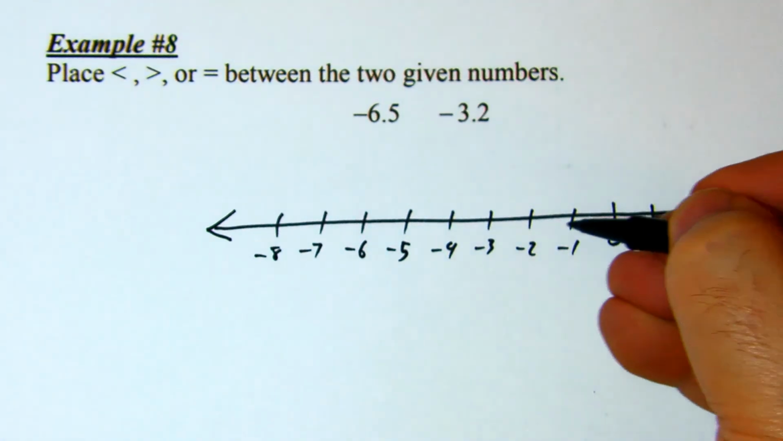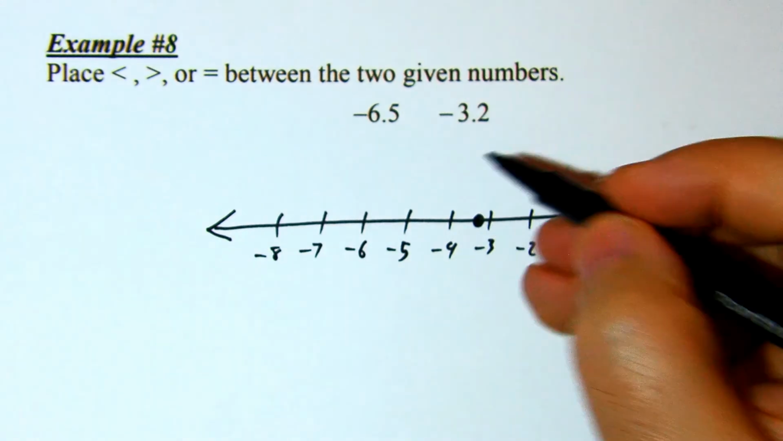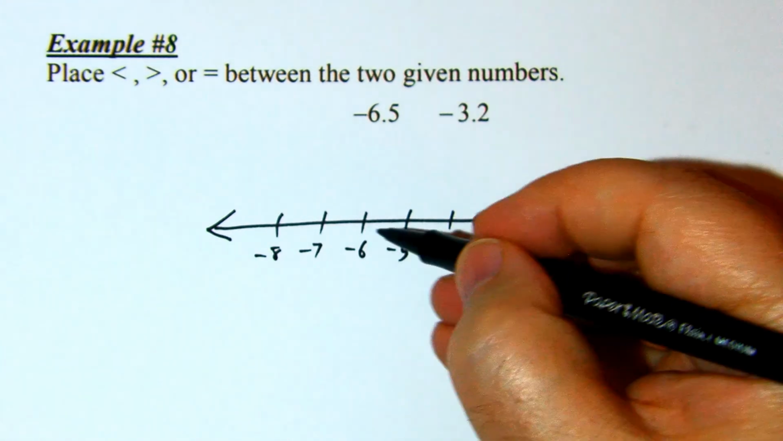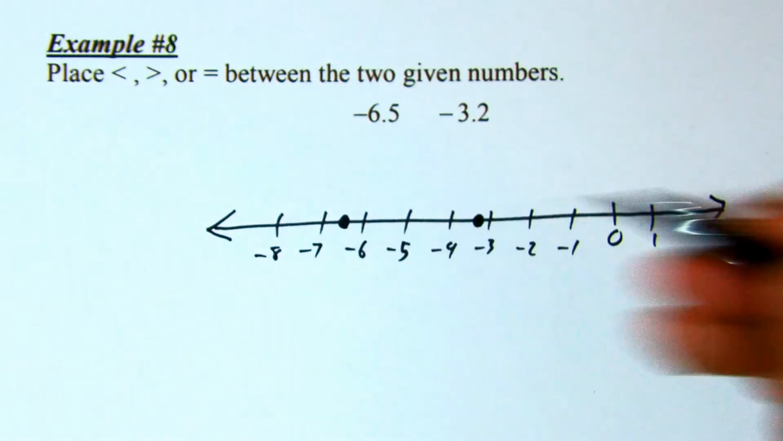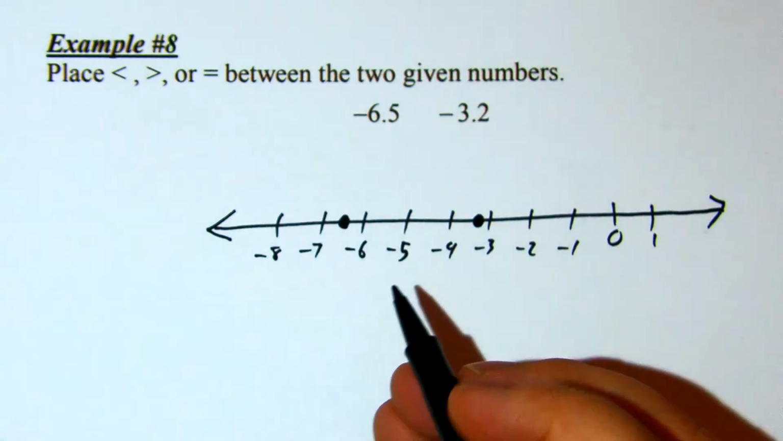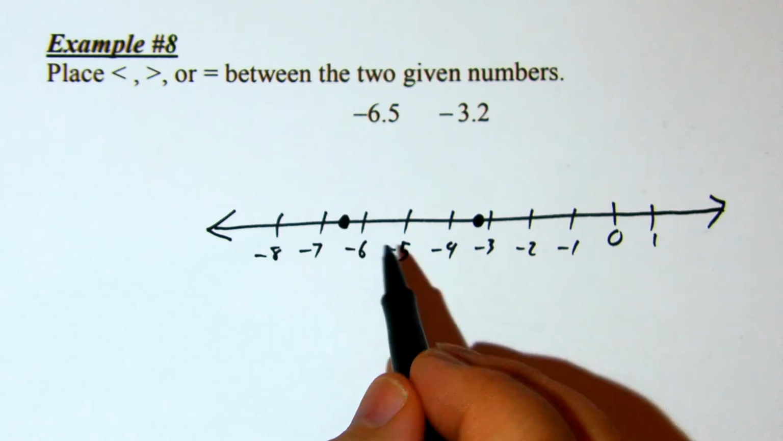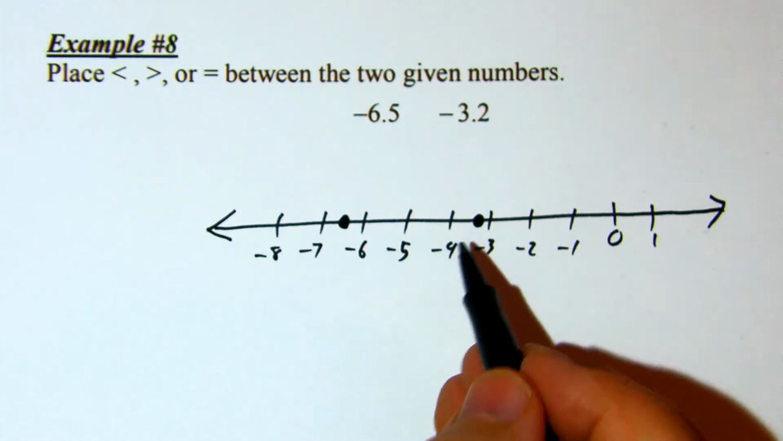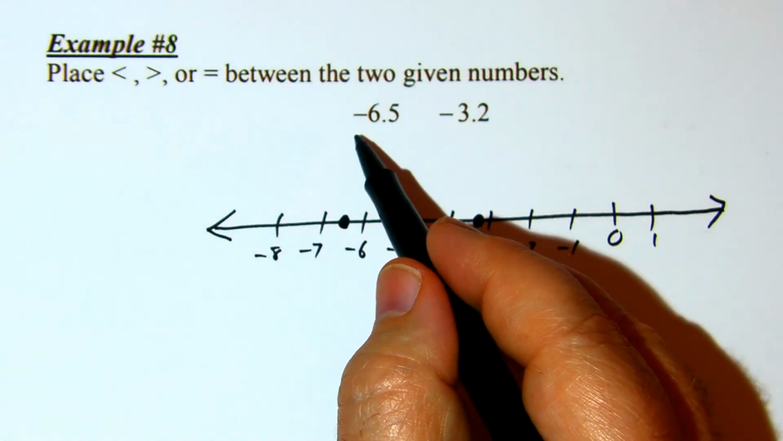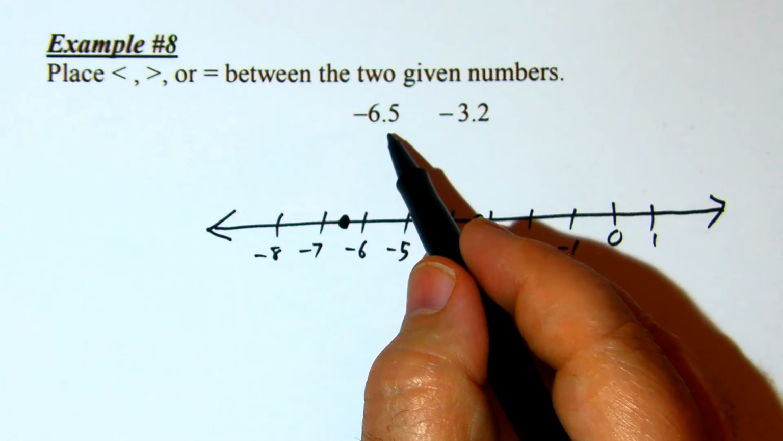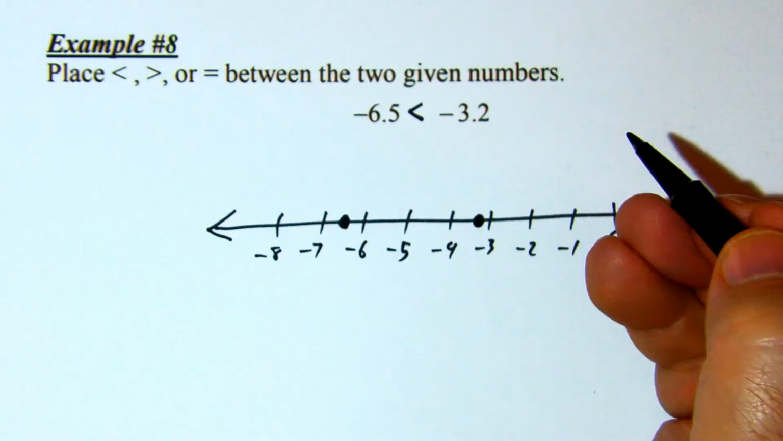-3.2 is a little beyond -3 going in the negative direction. And -6.5 is halfway between -6 and -7, again in the negative direction. And so the further to the left, the smaller the number; the further to the right, the greater the number. So when we're determining the symbol, we read this from left to right. -6.5 is less than -3.2.